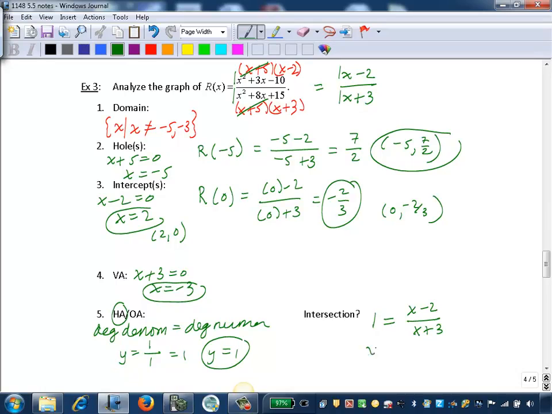So we can cross multiply here, and we'll get x plus 3 equals x minus 2. If we subtract x from both sides, we're just left with 3 equals -2. So obviously there's no solution to that equation. That means there's no intersection. So this graph will not intersect its horizontal asymptote.